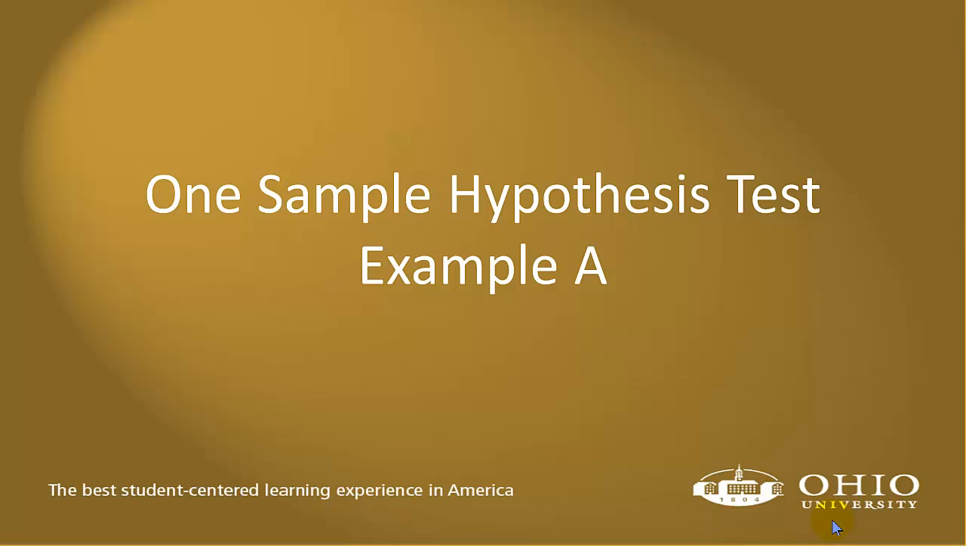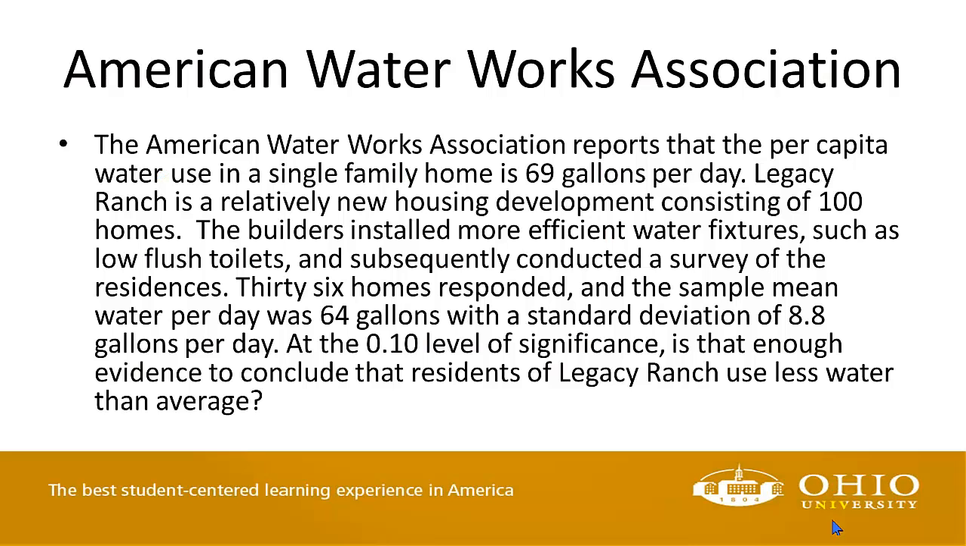Okay, I want to solve an example problem here of a one sample hypothesis test. So we have this problem, American Water Works Association. They report that their per capita water use in a single family home is 69 gallons per day. Legacy Ranch is a relatively new housing development consisting of 100 homes. The builders installed more efficient water fixtures such as low flush toilets and subsequently conducted a survey of the residents.